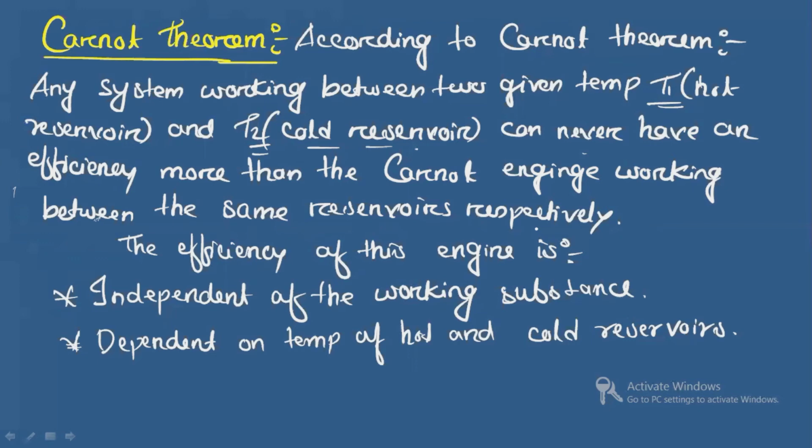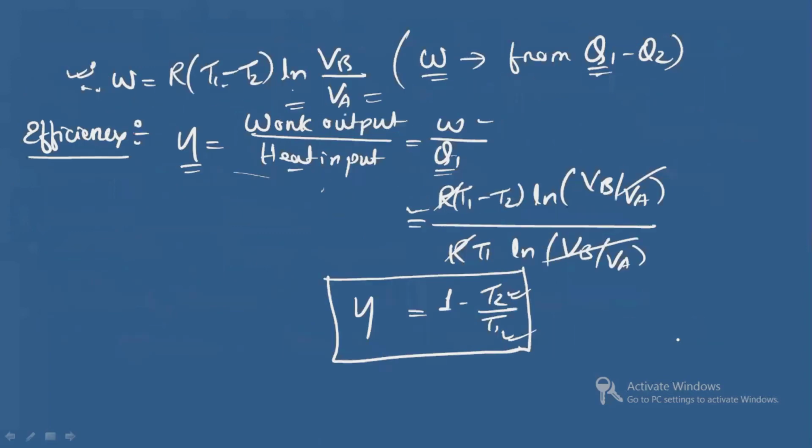It says that for any system working between two bodies, a hot reservoir and a cold reservoir, if you place any other system between these two reservoirs, no other system can be more efficient than a Carnot engine working between these two reservoirs. Also, the efficiency of the Carnot engine is independent of the working substance, and depends only on the hot and cold reservoirs.